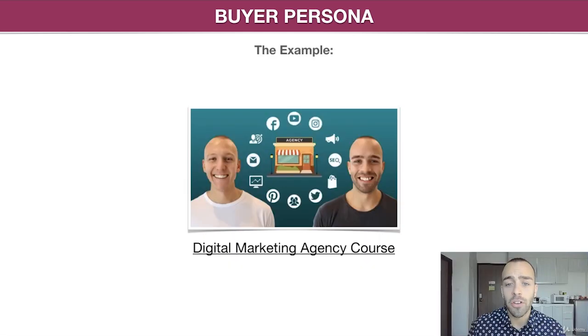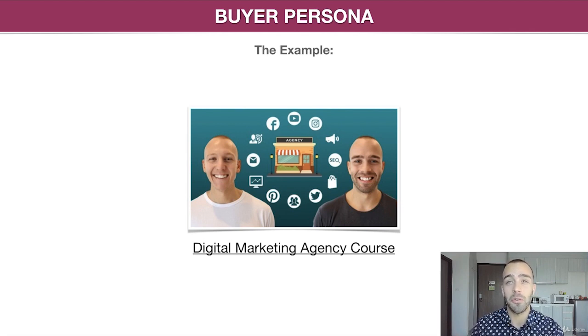So let's start. First of all, for this video, let's take the example of us wanting to sell this digital marketing agency course that you see on the screen right now. Okay, so we have something that we would like to sell. Maybe you have a product, maybe you have a service, maybe you are a marketer or a freelancer. It doesn't really matter. Just try to follow along step by step in this video and you will get a better understanding of how to create a buyer persona.